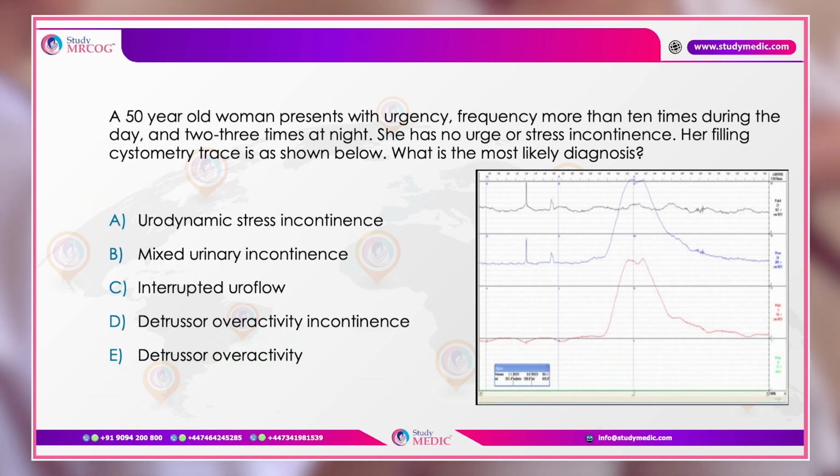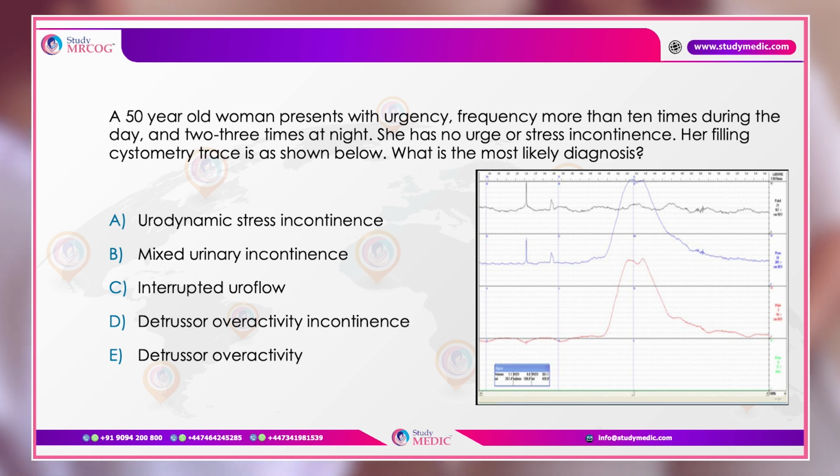Now, since we are at the topic of incontinence, this is a cystometry graph. Okay, so let's go through the question, then let's discuss the graph and how to interpret it. A 50-year-old woman presents with urgency, frequency more than 10 times during the day and 2 to 3 times at night. She has no urge or stress incontinence, and her filling cystometry trace is shown below. So what is the most likely diagnosis?